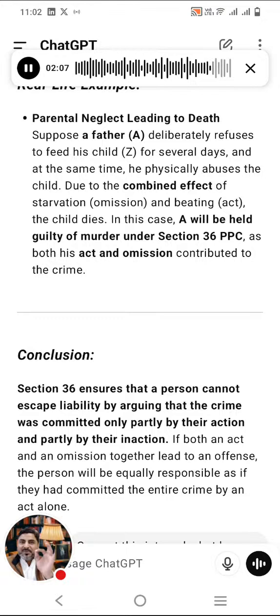Conclusion. Section 36 ensures that a person cannot escape liability by arguing that the crime was committed only partly by their action and partly by their inaction. If both an act and an omission together lead to an offense, the person will be equally responsible as if they had committed the entire crime by an act alone.